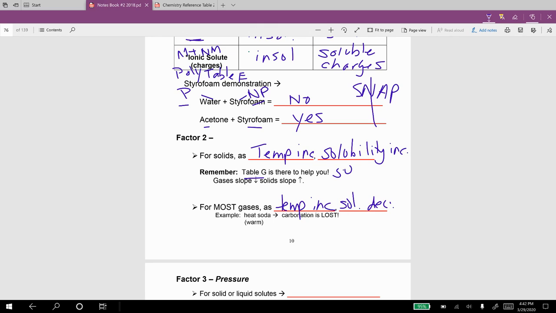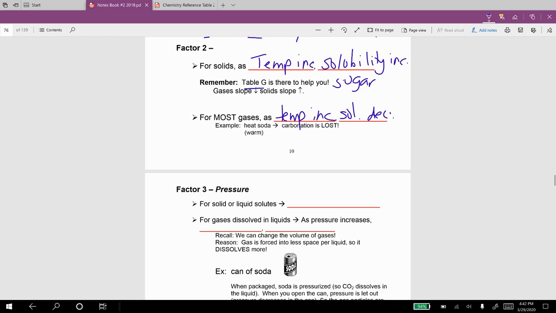So anytime you've ever tried to dissolve sugar in tea, like iced tea or hot tea, it's always going to dissolve in the hot tea faster than the cold tea, right? Because of the temperature, which has to do with the kinetic energy.